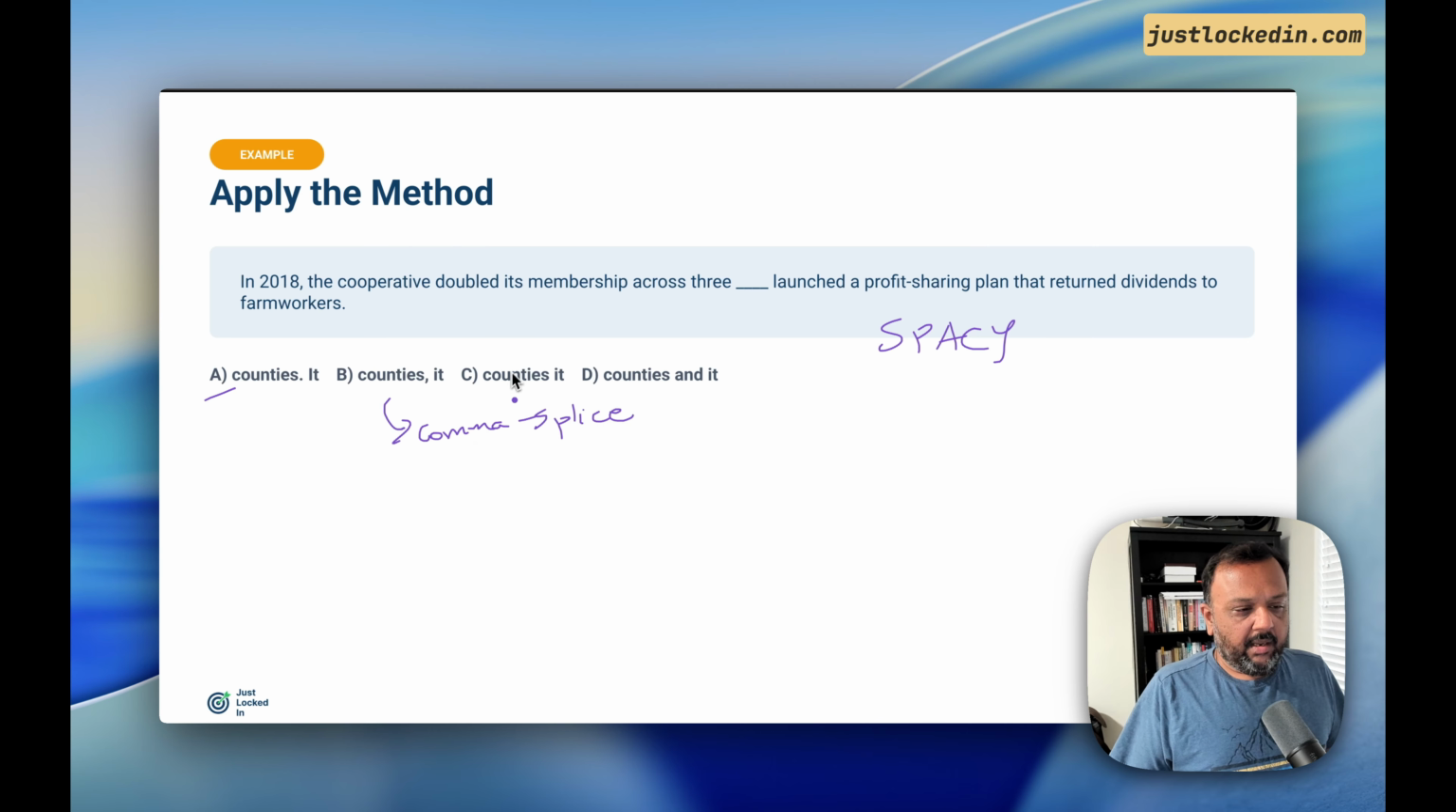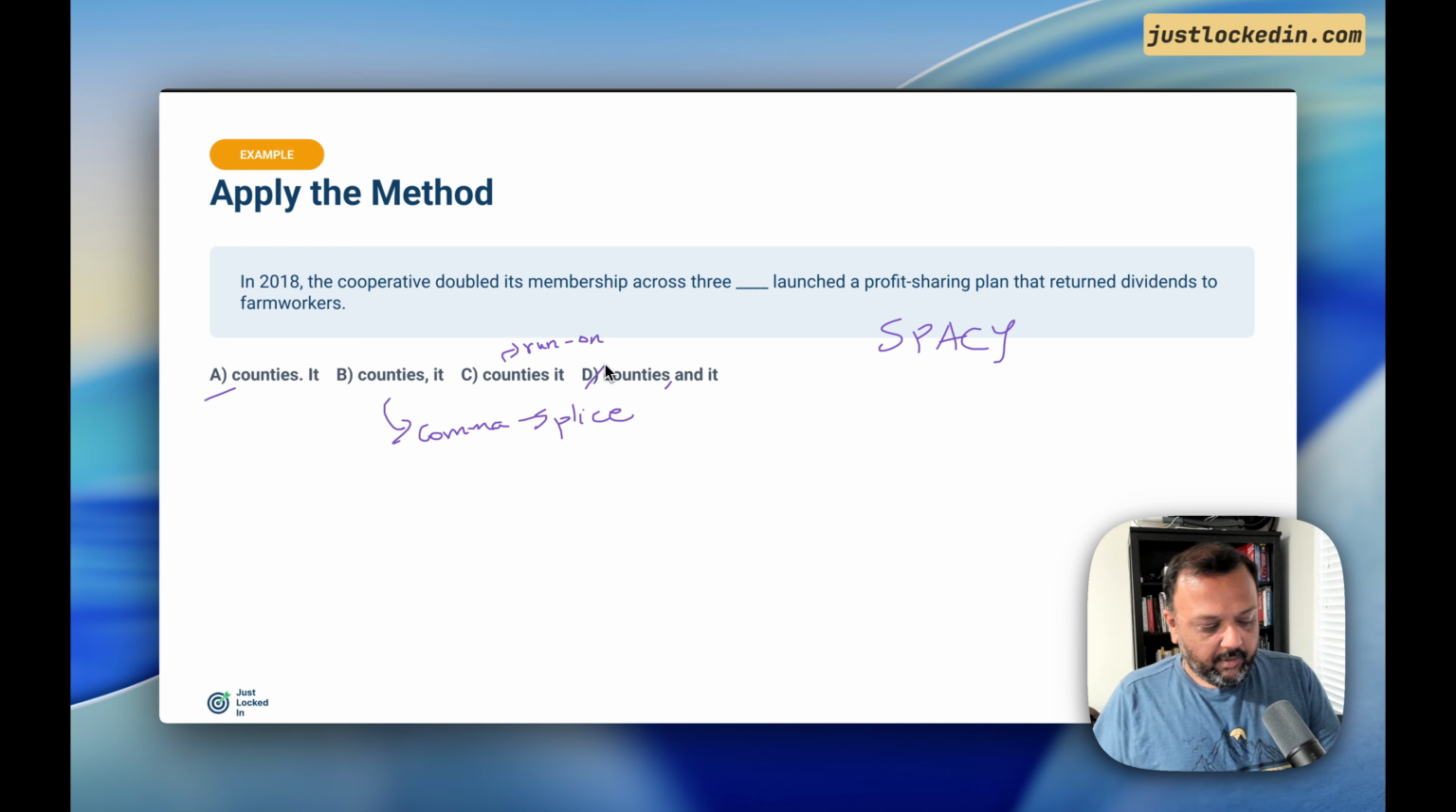And then in this case, it just puts both of them together without any punctuation in between, and when you actually read the whole sentence, it would make no sense. This is known as a run-on. Option D uses a FANBOYS conjunction, but the FANBOYS conjunction should be used with a comma, and therefore D is not valid. So A is the right answer.